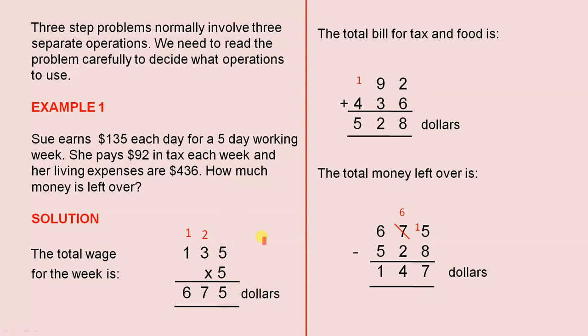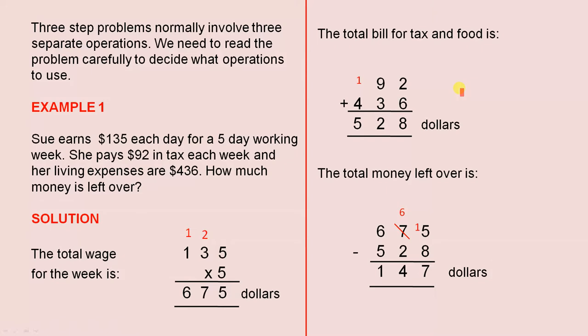So here's the solution. So here's our first step. We have $135 each day. If we multiply that by 5, that gives us the total amount of money for the week, and that's $675. And you can see there we have all the working showing the trading. So that's the total amount she earns for the week.